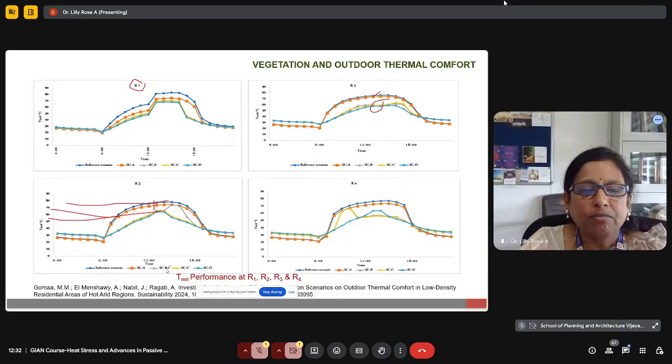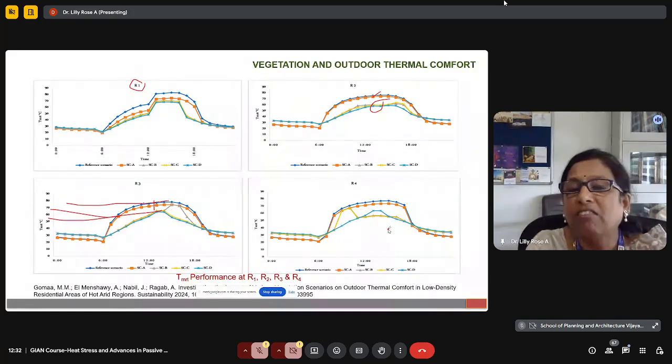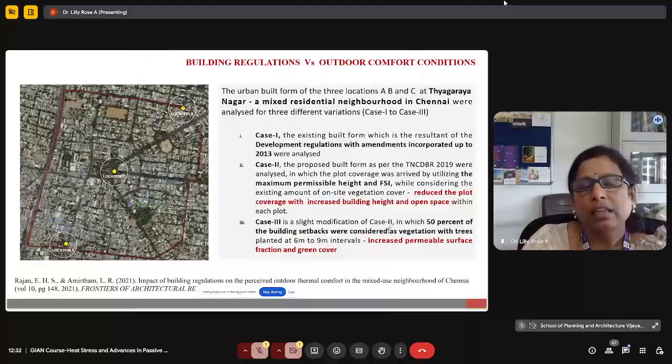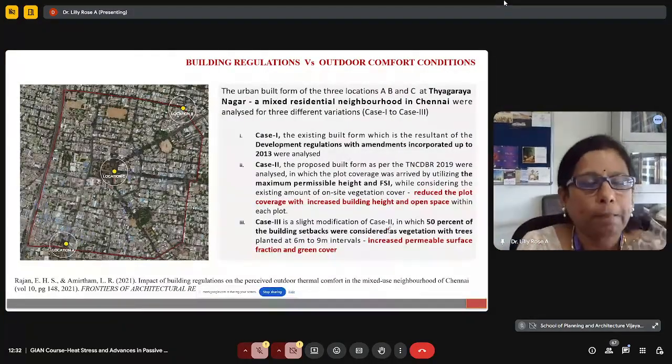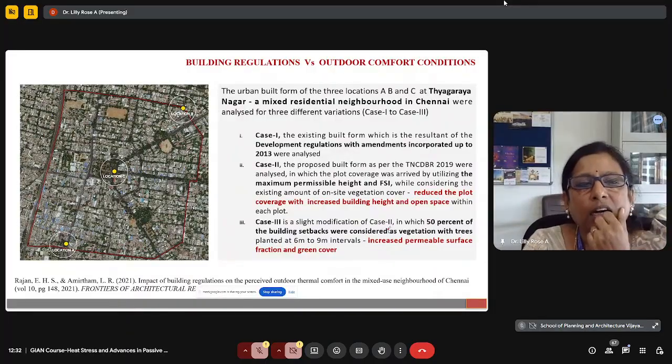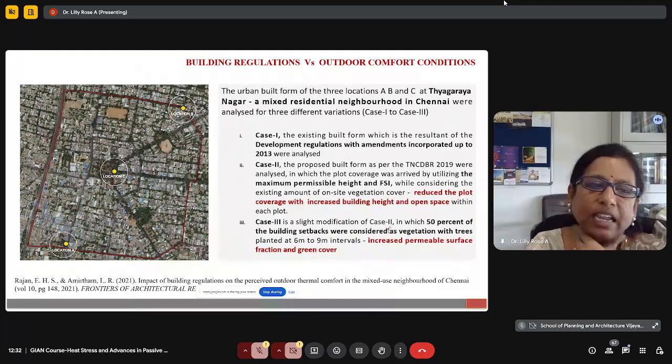Wherein here, which has ground cover and then trees with ground cover and trees with pavement. So the ground cover matters a lot in terms of heat that is being radiated back into the atmosphere. Then these are some of the studies that have been done in Chennai. Now we'll just move on to some of the studies that have been done in India.